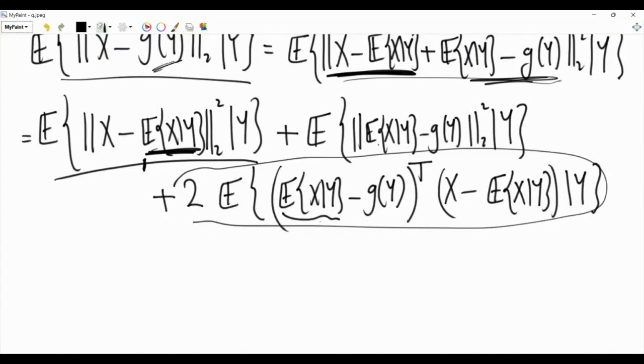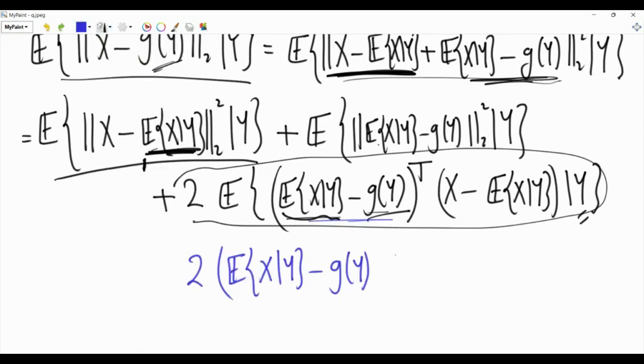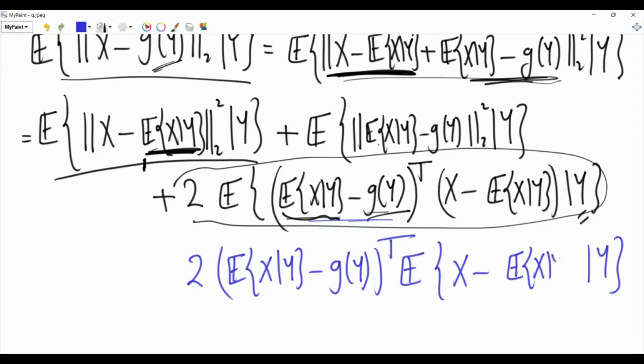Now, the expectation of x given y is a function of y. G of y is a function of y. And so when we do the expectation given y, those vectors contain constants. So this expectation here is 2, and so this can be taken outside. And then we apply the expectation here to this x minus the expectation of x given y.